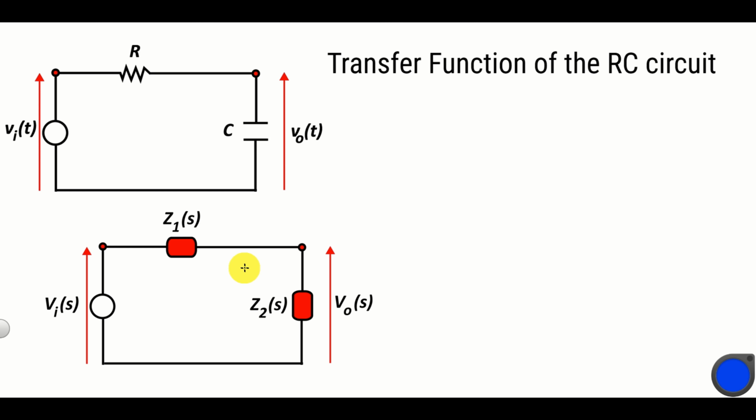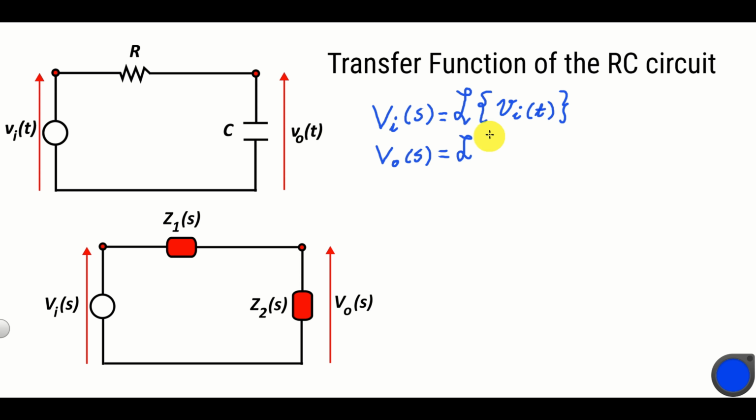First of all, let's introduce the Laplace transforms. The Laplace transform of Vi of t is denoted as capital Vi of s, and it is equal to the Laplace transform operator of the time domain signal Vi of t. Here we are following the standard notation, namely we are using lowercase letters to denote the signals in the time domain, and we use the capital letters to denote the signals in the transformed s domain. Similarly, the Laplace transform of the output voltage is denoted as capital Vo of s, and it's equal to the Laplace transform of the time domain signal Vo of t.